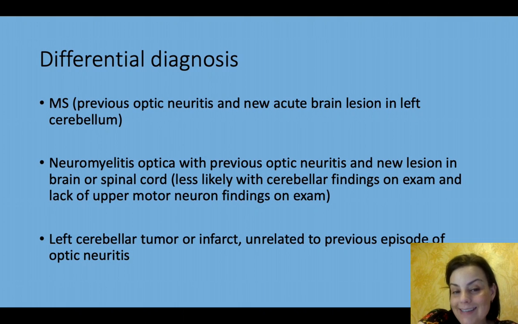What about neuromyelitis optica, which is always fun to say, NMO? This is another demyelinating disease, and it can cause optic nerve demyelination. It can also cause demyelination in the spinal cord, and those are the two areas it tends to prefer. It also can cause demyelination in the brain, but usually to a less severe extent than something like MS. So maybe it could be that, because you can get a lesion in the brain with neuromyelitis optica.